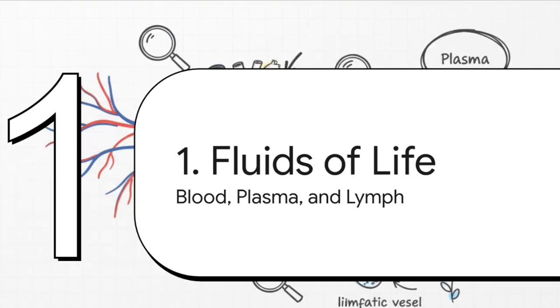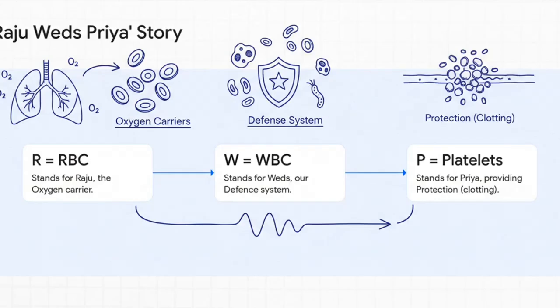Okay, section 1, fluids of life. We're starting with the absolute fundamentals here. We're talking blood, plasma, and lymph. To remember the main components of blood, I've got a super simple story for you. Raju weds Priya. Just remember that.